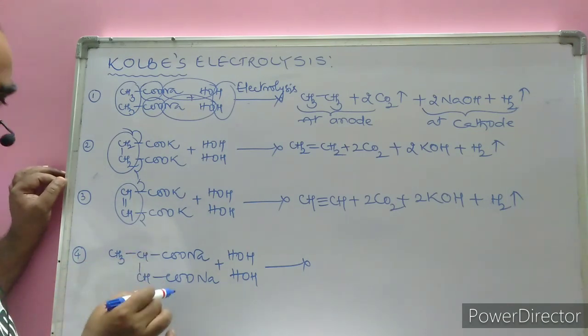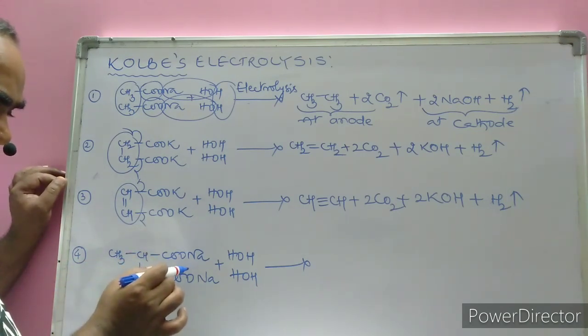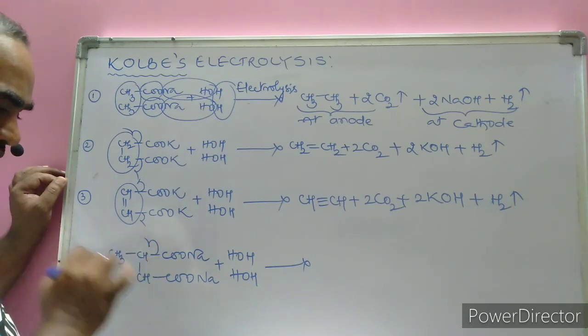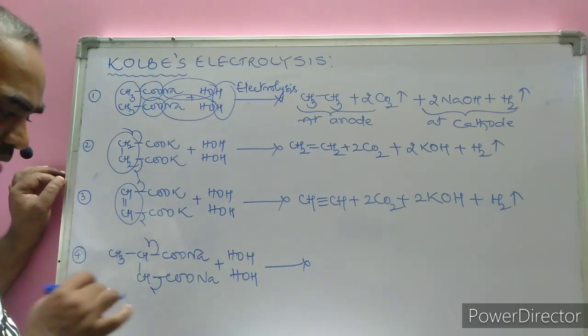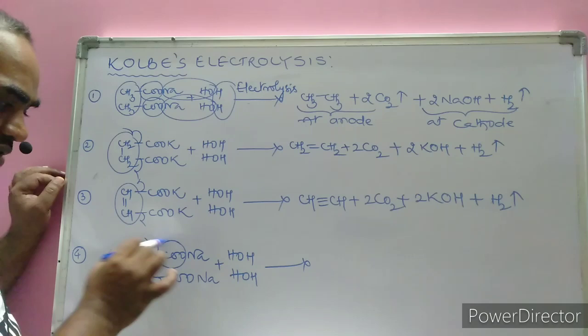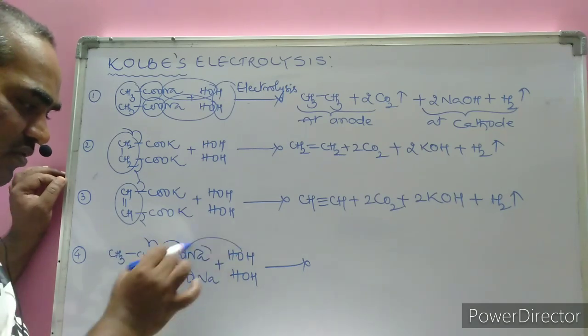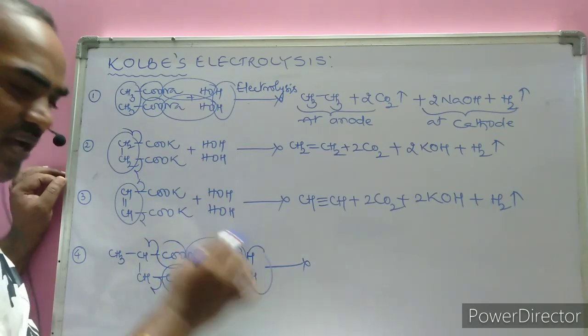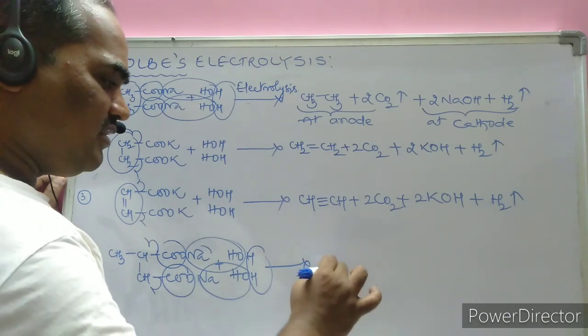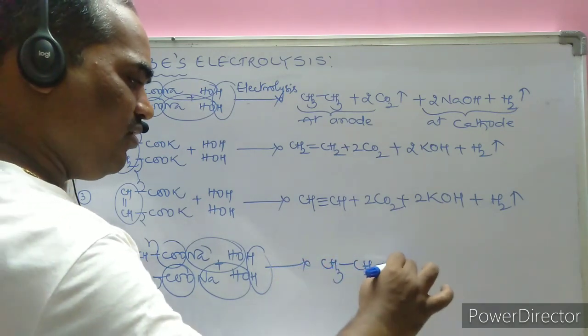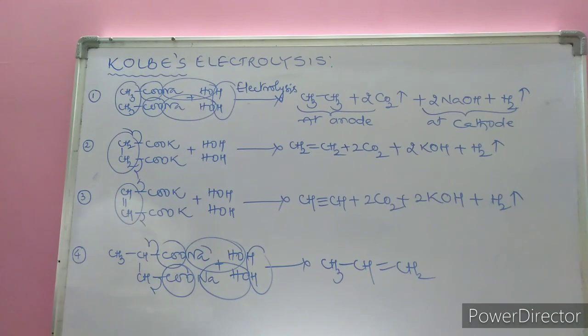Here a dicarboxylic acid is given. Here the CO2 bond is broken homolytically and establishes a new bond. One molecule of carbon dioxide, two molecules of sodium hydroxide, and hydrogen gas are formed. Simply CH3-CH=CH2, propene, is formed.